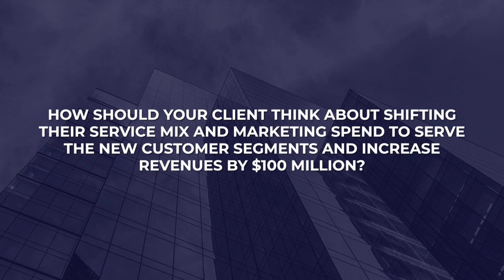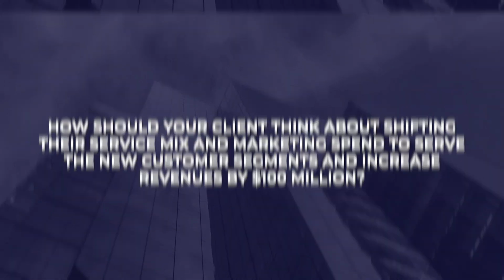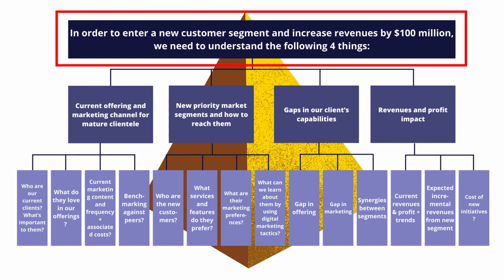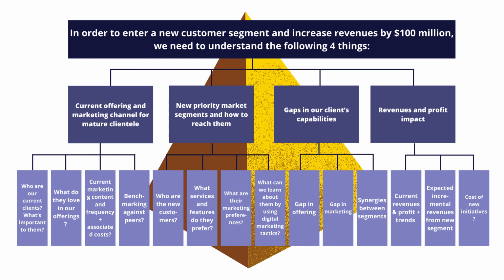Here is how you could structure your approach using the pyramid principle. You start with announcing the top level of your structure. In order to enter a new customer segment and increase revenues by 100 million, we need to understand the following 4 things. Then, you move into the key insights in the second level of your pyramid. First, what are our current offering and marketing channel for these mature clientele? Second, who are the customers in the new priority market segments, and how are we most likely to reach them? Third, what are the gaps in our client's capabilities that need to be filled? And fourth, what will be the impact of these initiatives on both revenues and profit?